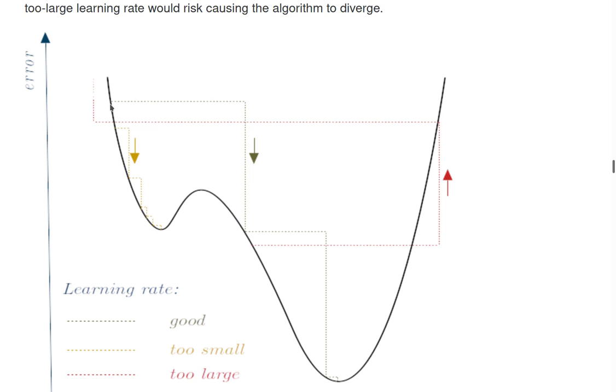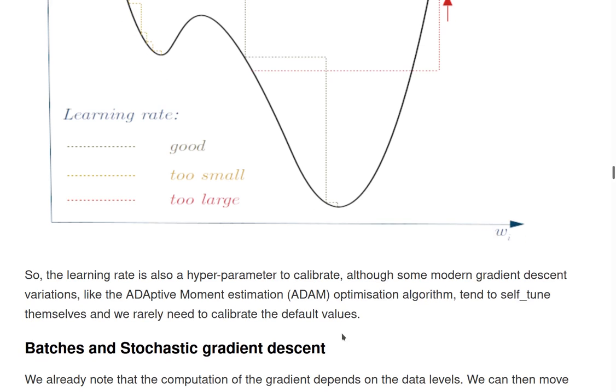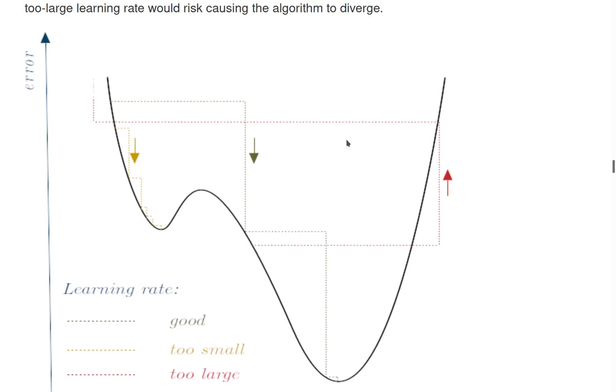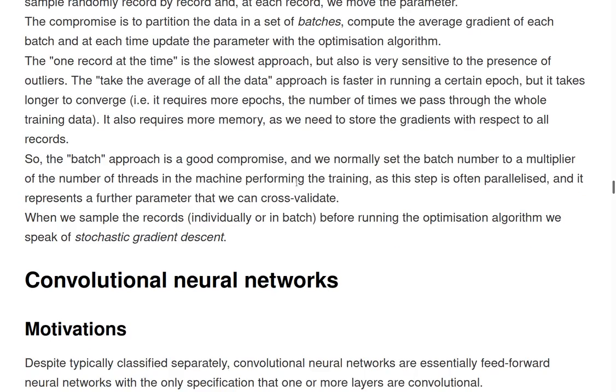It's only when we have a good learning rate, not too small and not too large, that we move and finally arrive pretty quickly at our minimum. So again, if we use the classical gradient descent algorithm, we need to calibrate the learning rate. Other algorithms, still gradient descent based, use other information, like the Adam algorithm, which is the most used at the time of writing. This one self-tunes, and luckily it is something that we don't have to worry about much.